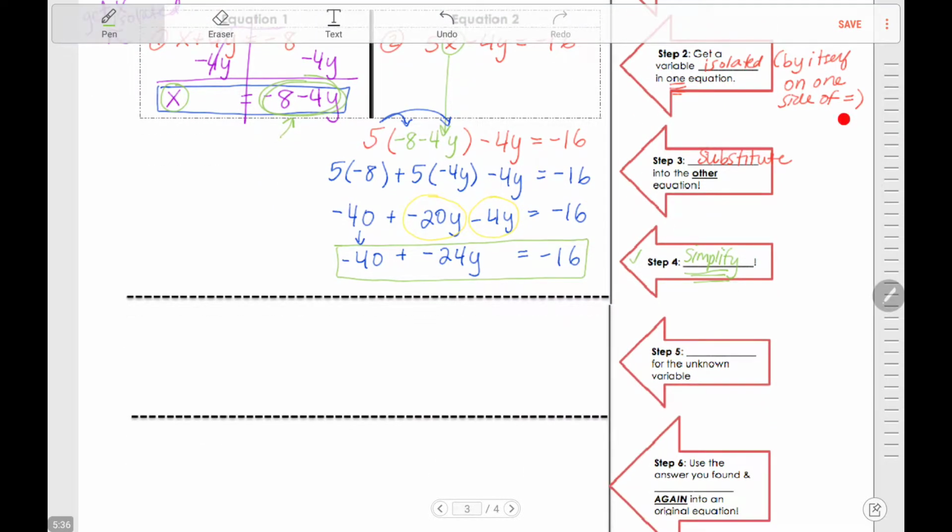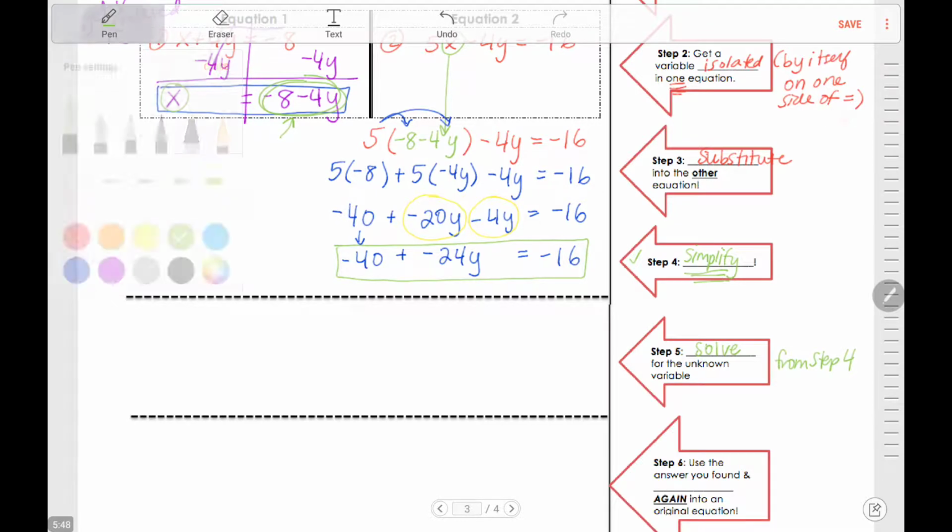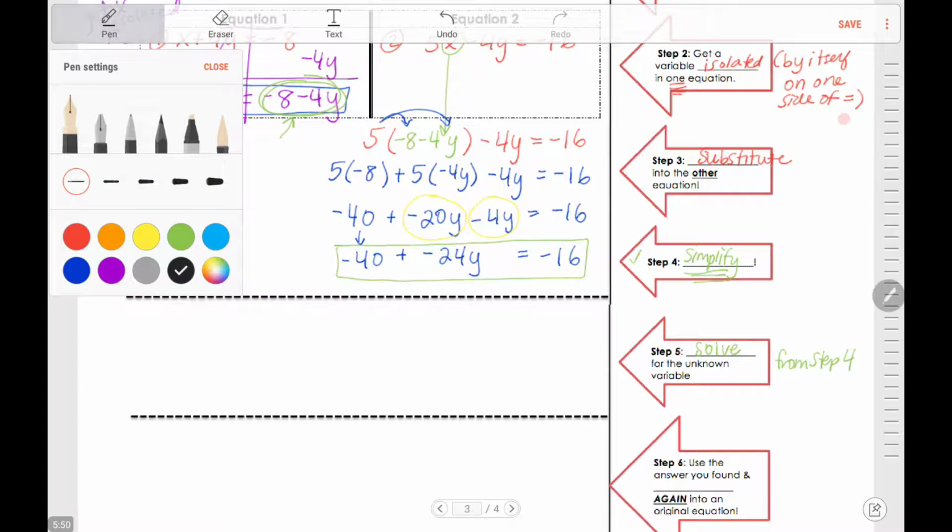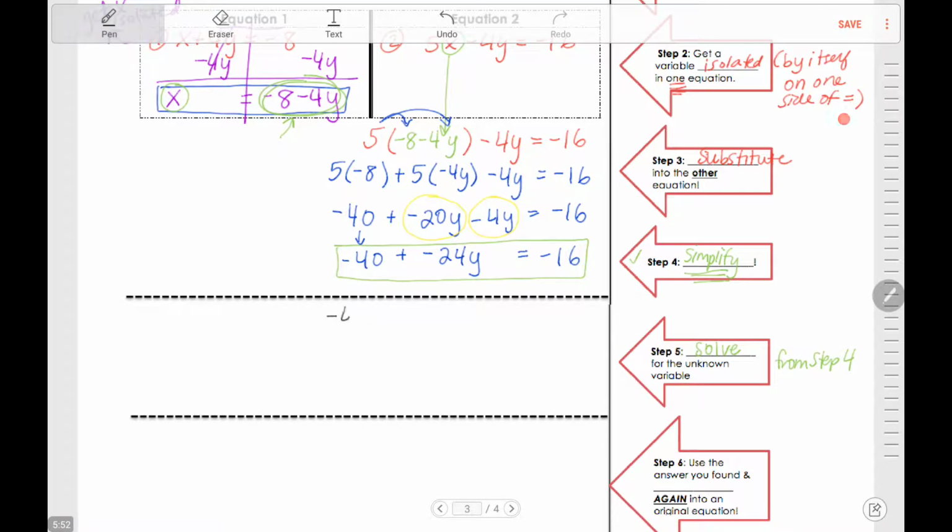So in step 5, we are going to solve for the unknown variable in this green equation from step 4. So from step 4, I'm solving that equation now. So I'm going to rewrite it in black. Copying this equation, negative 40 plus negative 24y is equal to negative 16. And what's the variable I'm trying to solve for?